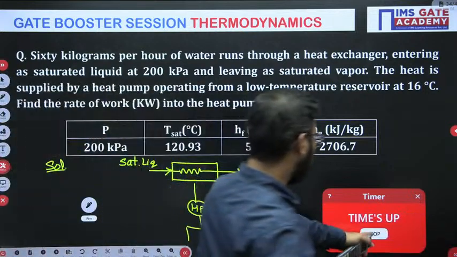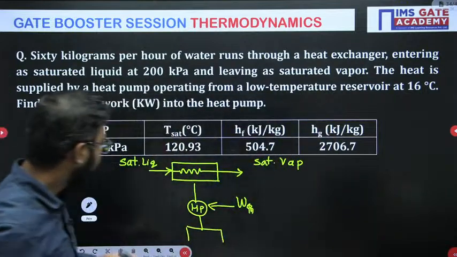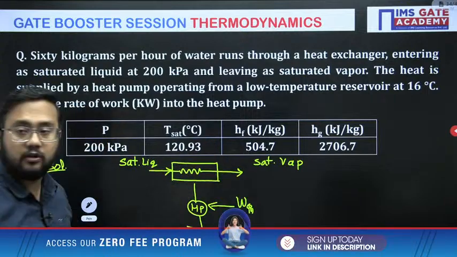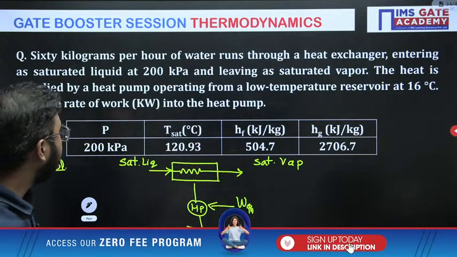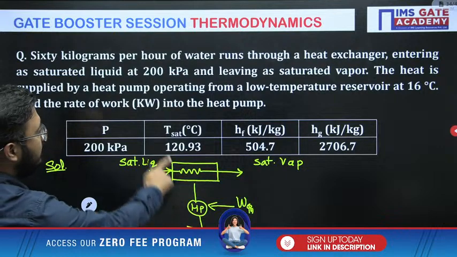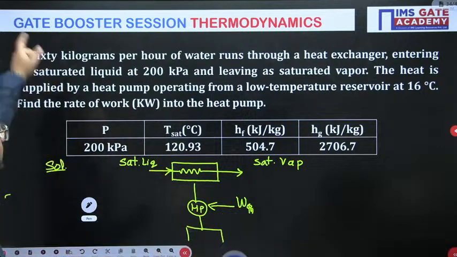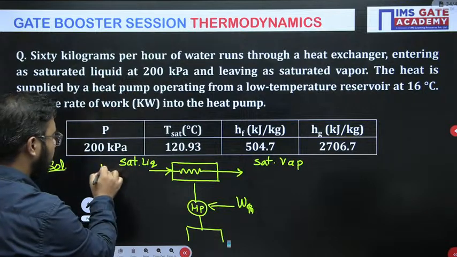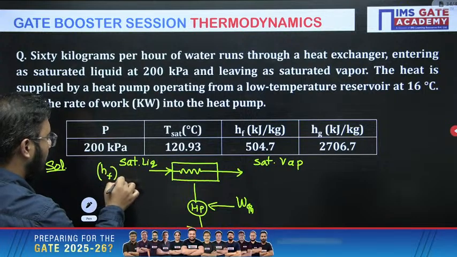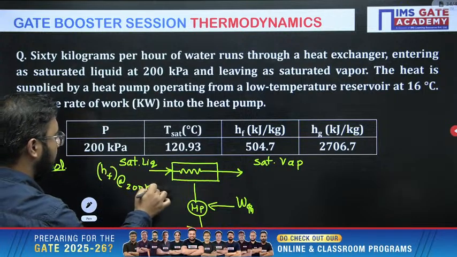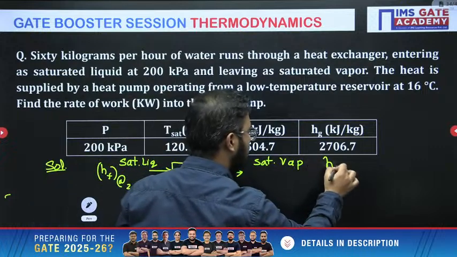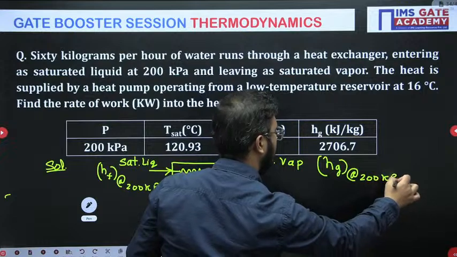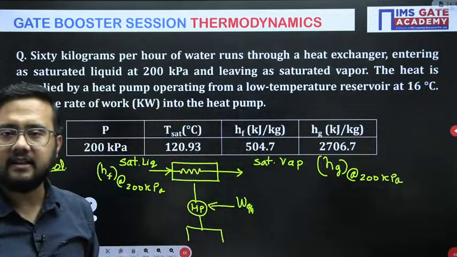Now see how we will solve this question. First of all, this is a heat exchanger. The entering fluid is saturated liquid, and when it exits, it will be saturated vapor. So please understand here, and one more important piece of information they have mentioned: pressure 200 kilopascal. For 200 kilopascal, the value of Hf at 200 kilopascal, and here the value will be Hg at 200 kilopascal. Now apply the basic energy balance.